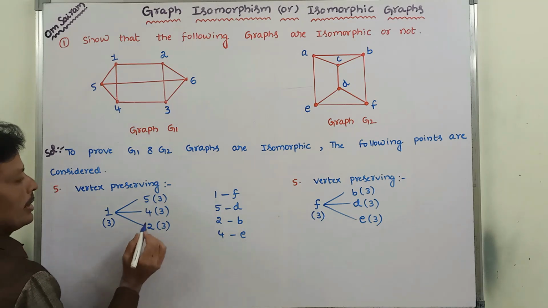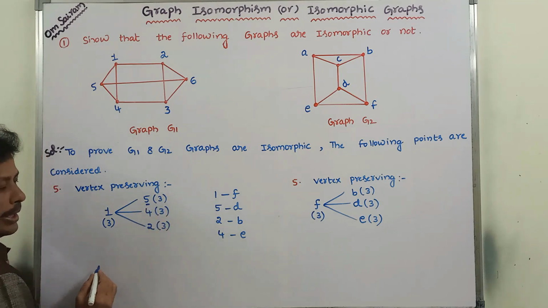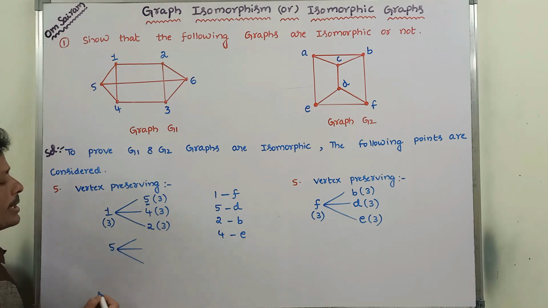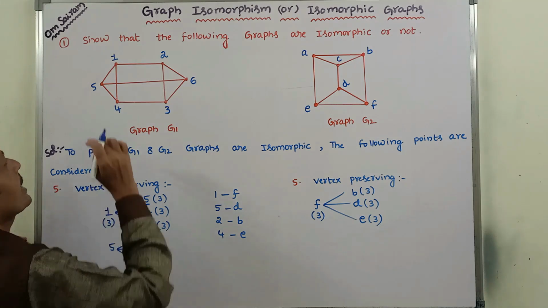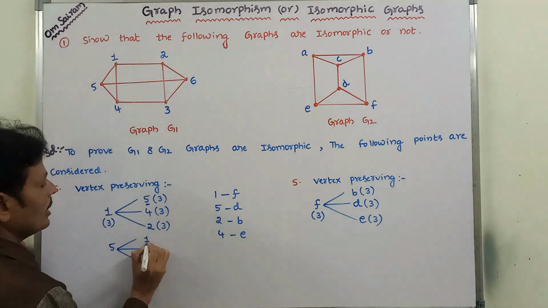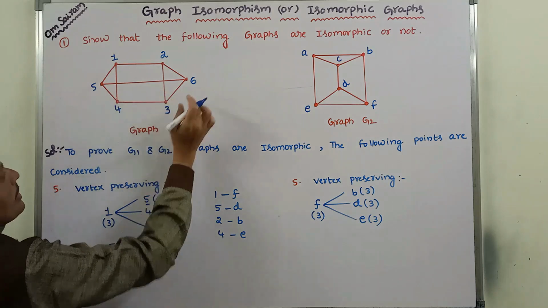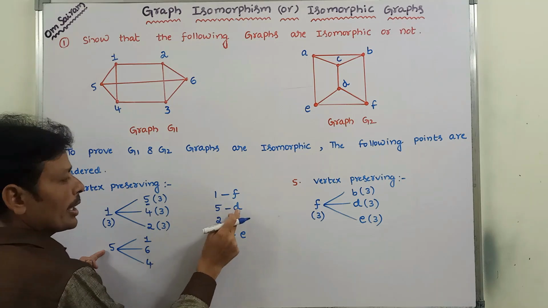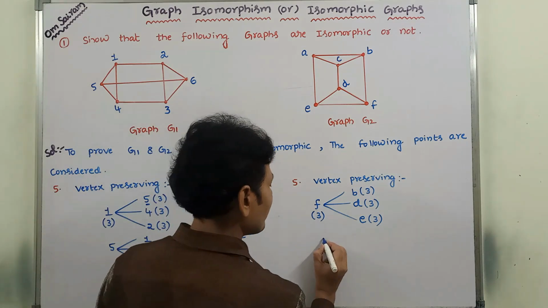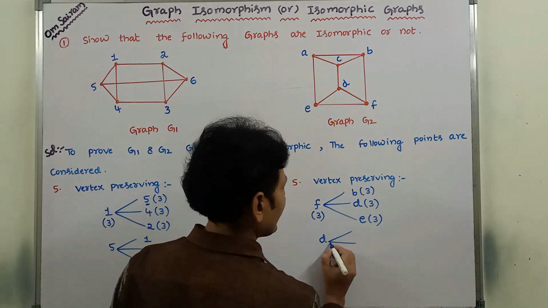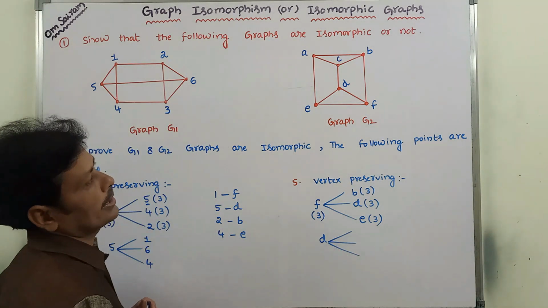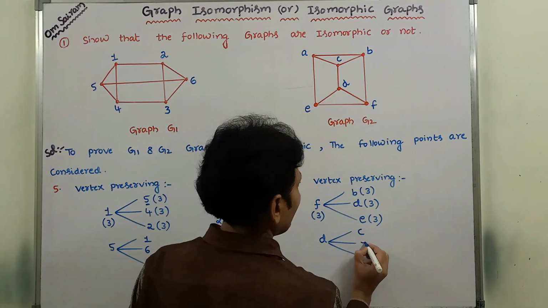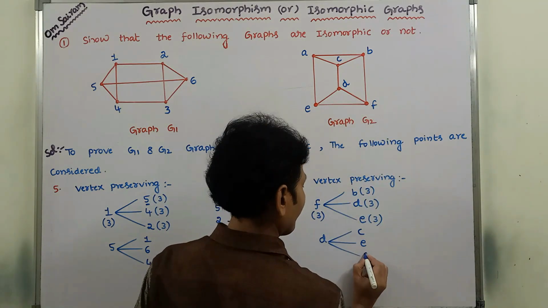Next I am taking this vertex 5. What are the adjacents for vertex 5? Vertex 5 adjacents are 1, next one is 6, next one is 4. What is the corresponding vertex for 5? That is D. Here I am taking D. What are the adjacent vertices for vertex D here? First one is C, second one is E, and third one is F.